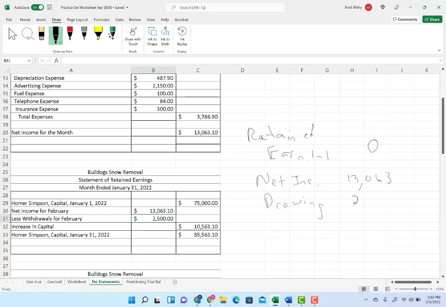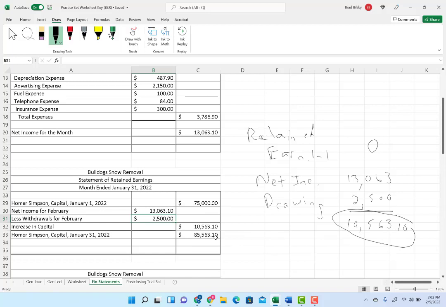So if Homer had a retained earnings account, and we didn't lump it into the capital account, this 10,563.10 would have been the total retained earnings for the company. Because he doesn't have that separate account, we're just basically taking the retained earnings, doing it a little bit differently, adding it to the original capital, and that gives us our new capital amount.